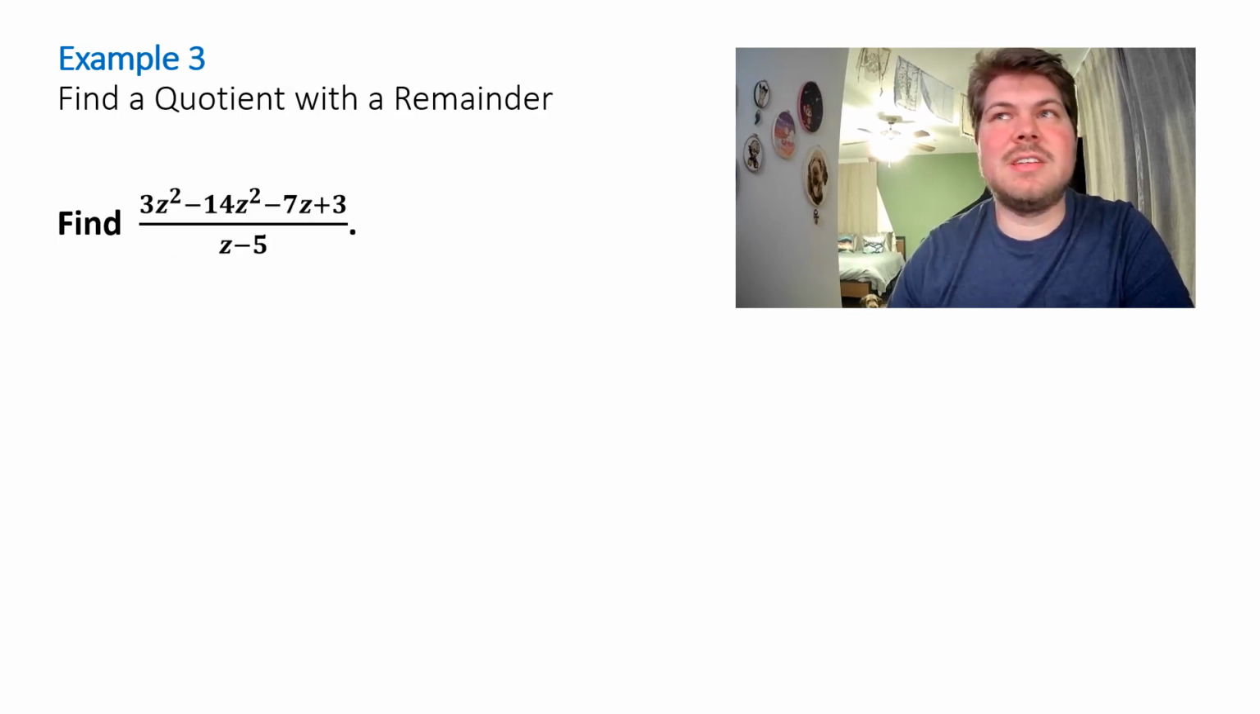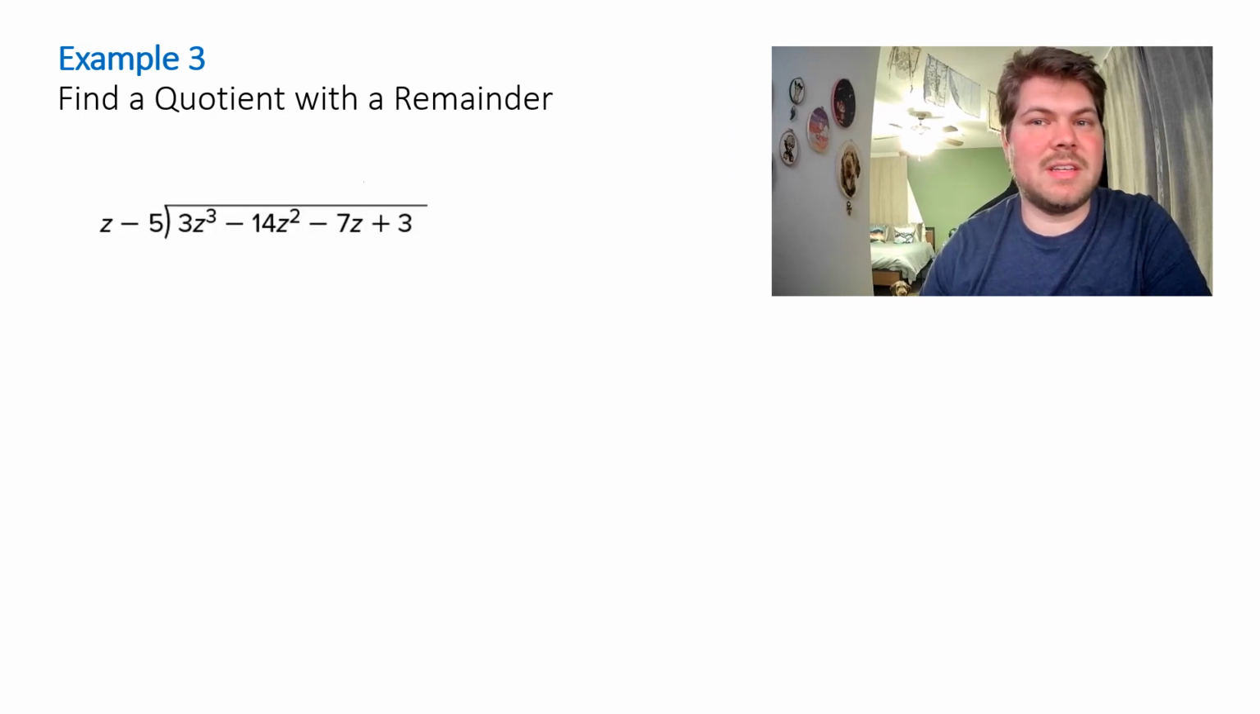Alright, so let's look at this one. This one I believe does give us a remainder, but we're just going to take it step by step, and I think that's good practice for what remainders will look like. So 3z to the third divided by z, or just thinking about how many times does that go into z, 3z squared. Now, to figure out the next step, we need to multiply 3z squared times z minus 5. 3z squared times z will be 3z to the third minus 15z squared.